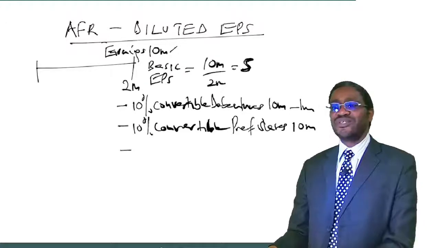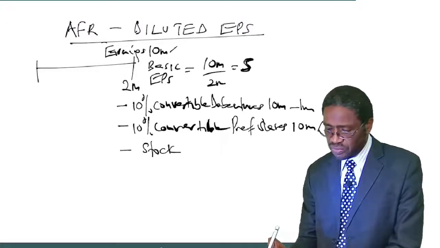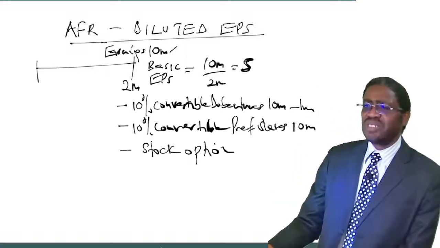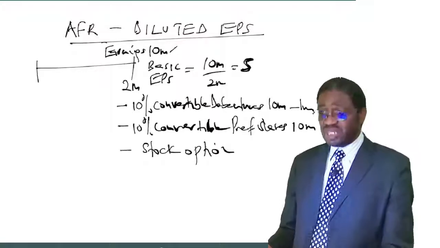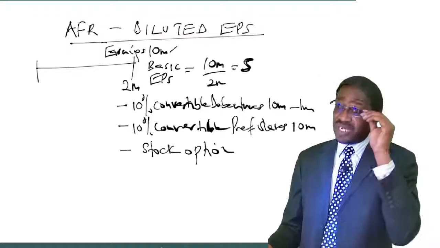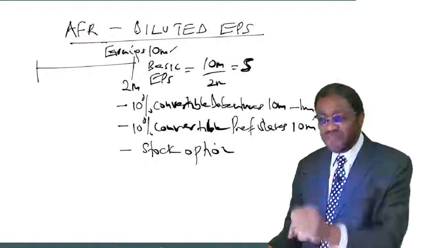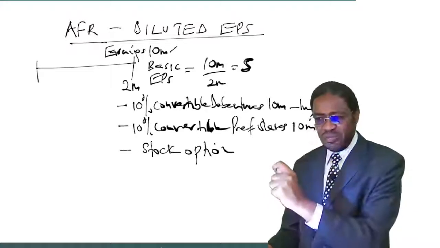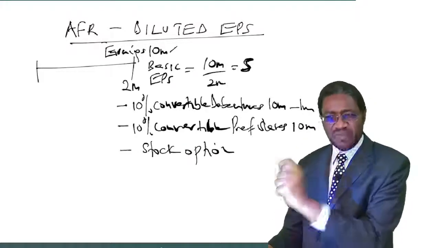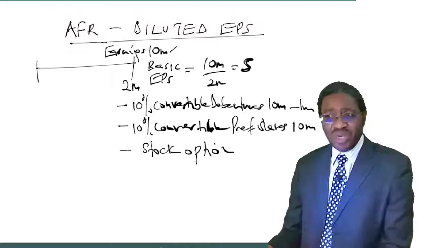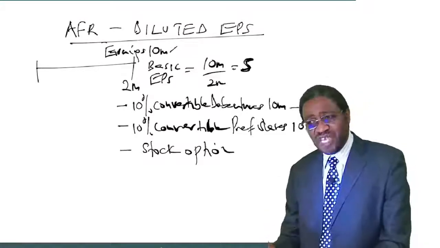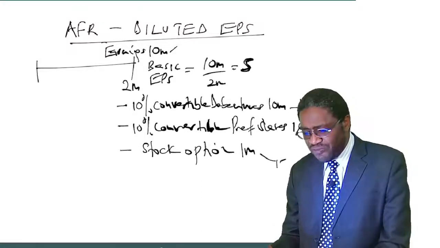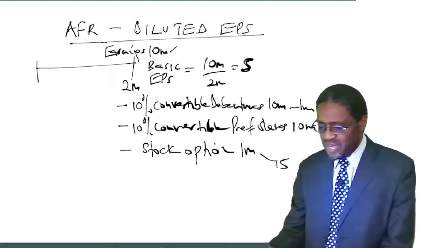The other one is what we can call stock option. You remember when we were discussing the basic earnings per share, we said stock option is a privilege given to employees of the company to buy shares at a price below the market price. For example, your company could have given the privilege to employees to buy 1 million shares at a price of 15 shillings when the market price could have been 20 shillings.